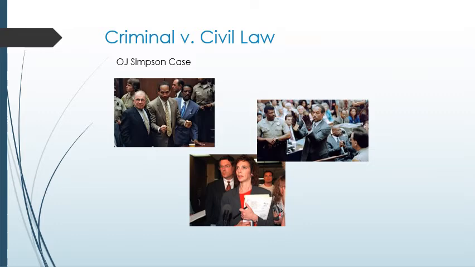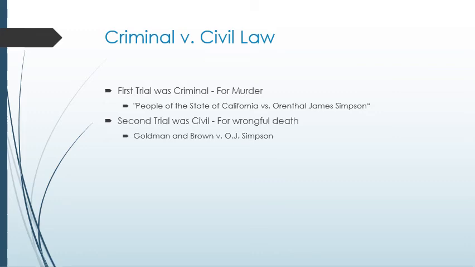There's no case in recent memory that brings out the striking differences between criminal and civil law like this one. Enter stage left, O.J. Simpson. The first trial was criminal, and it was for murder, and the title was The People of the State of California versus Orenthal James Simpson. Notice the title. It's The People versus. The second trial was a civil trial for wrongful death, and it was brought by the families of Mr. Goldman and Miss Brown versus O.J. Simpson. And the title of that was Goldman and Brown versus O.J. Simpson.